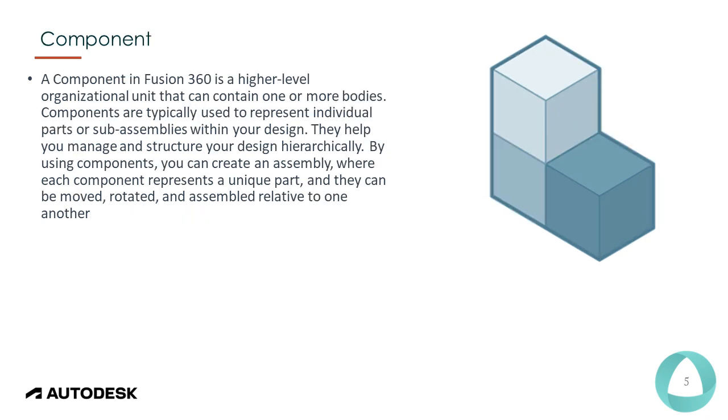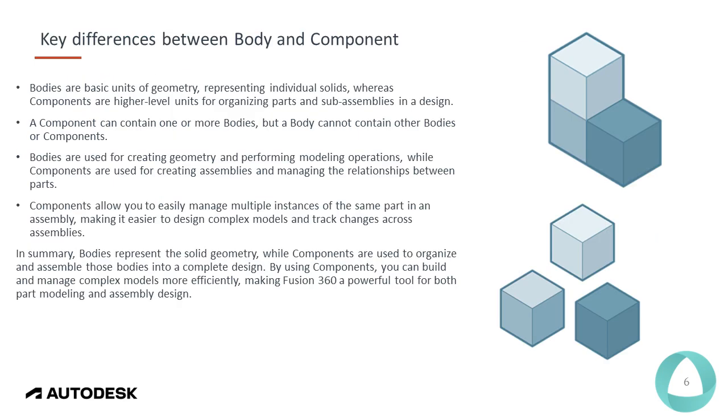A component in Fusion 360 is a higher level organizational unit that can contain one or more bodies. Components are typically used to represent individual parts or sub-assemblies within your design. They help you manage and structure your design. By using components, you can create an assembly where each component represents a unique part, and they can be moved, rotated, and assembled relative to one another.